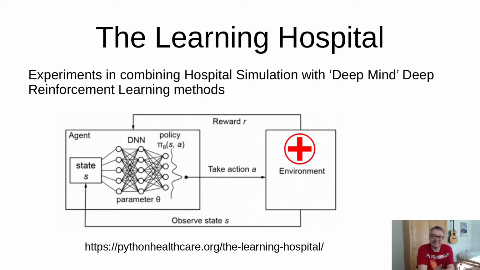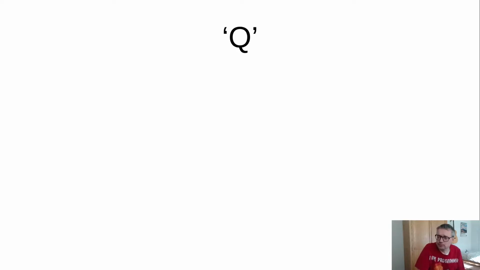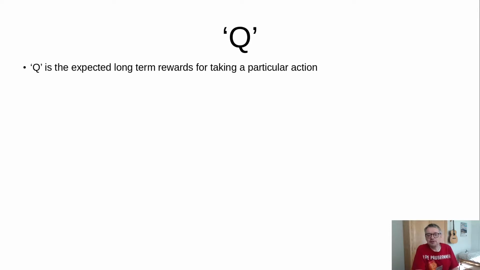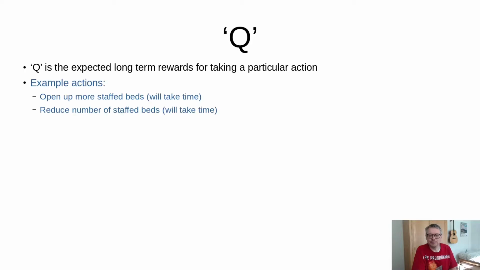In our case, it's learning how to control a hospital environment, which you'll see as we explore this. So first of all, we need to talk about Q, because a lot of the methods use this concept of Q. Now Q, if we define it, is the expected long-term rewards for taking a particular action, which is a bit abstract. So let's have a look at an example.